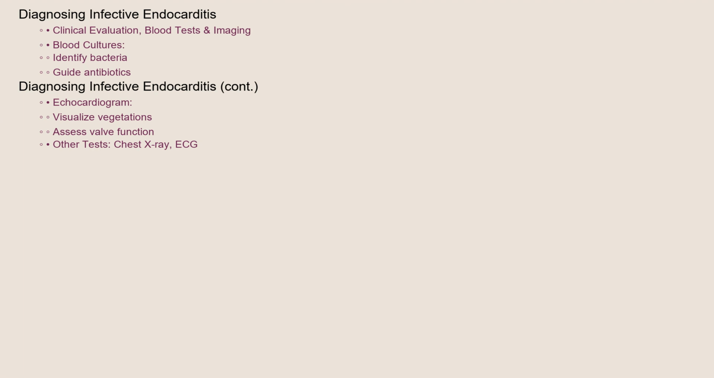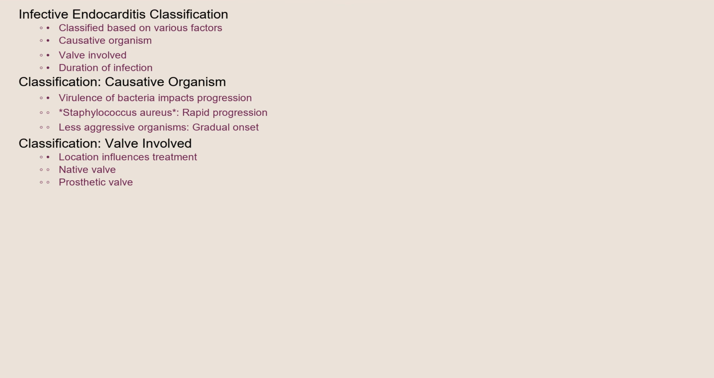While the term infective endocarditis broadly covers the disease, it can be further classified based on factors such as the causative organism, the valve involved, native or prosthetic, and the duration of the infection, acute or subacute. For example, endocarditis caused by highly virulent bacteria like Staphylococcus aureus tends to progress rapidly, while infections caused by less aggressive organisms may have a more gradual onset. The location of the infection, whether on a native valve or a prosthetic valve, also influences treatment strategies and outcomes.